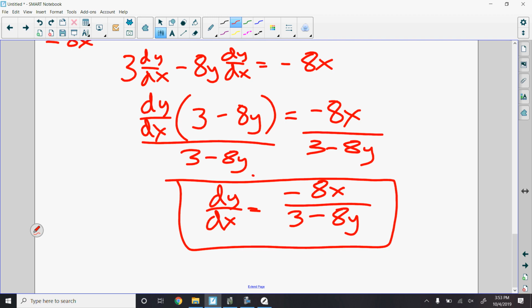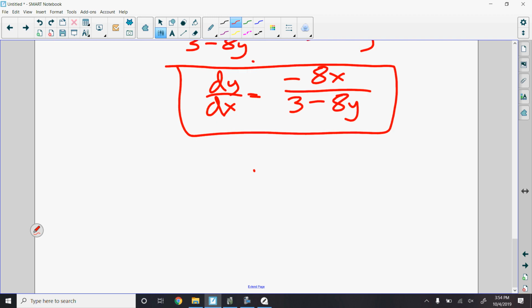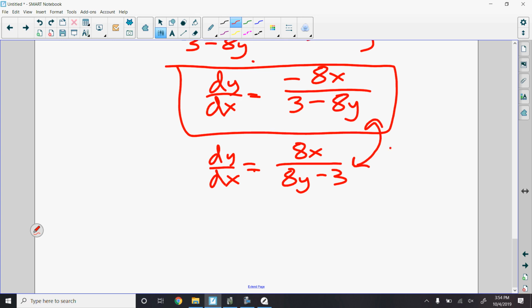One thing they do, sometimes it just comes out differently than mine look, but you can make it look like it by dividing every term by negative 1. So another way that this could be written: now, if I divide the top by negative 1, I'm going to get a positive 8x, or think of it as multiplying by negative 1. And if I multiply the bottom by negative 1, it's going to make the 3 negative and the 8y positive. This means exactly, these two things are the same.